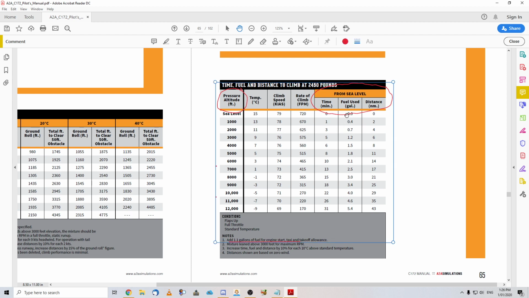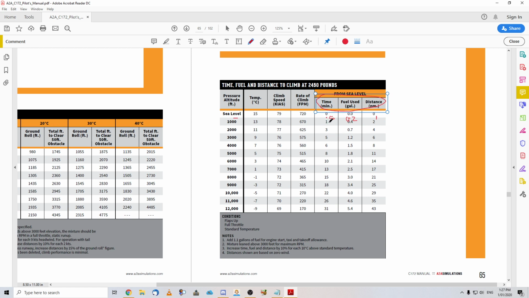So we've got to use what they call extrapolation. As I said, we're only interested in this section of the table. 500 just sits between there. The time between 0 and 1, if we average it, is 0.5. Fuel used from 0 to 0.4 is 0.2. And distance from 0 to 2, if we extrapolate for 500, is 1.